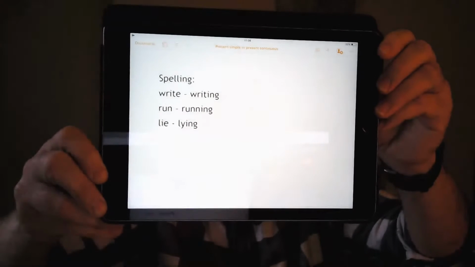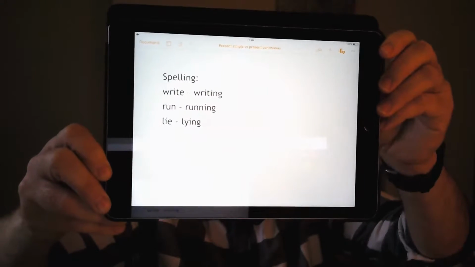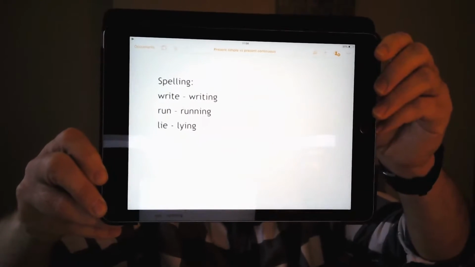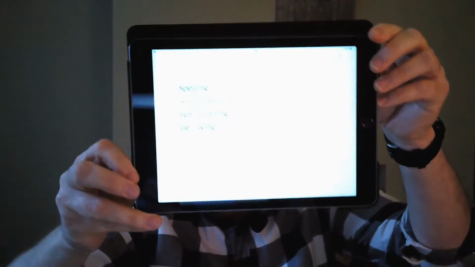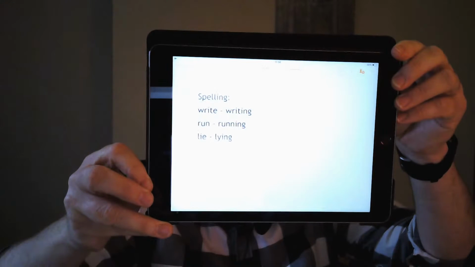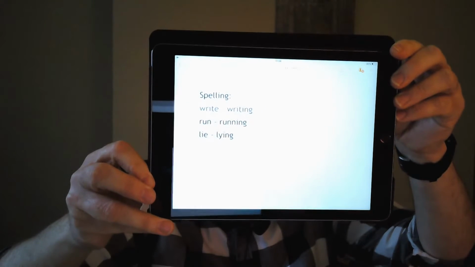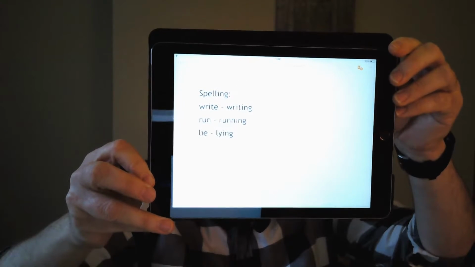So you'll see here in this case that we lose the E from the end in spelling and add ing. So the rule for this one is if we have a verb that finishes in E and we want to make the ing form for present continuous, we take away the E and we add ing. So write becomes writing. If you look at the next one, we have run and the ing form running.